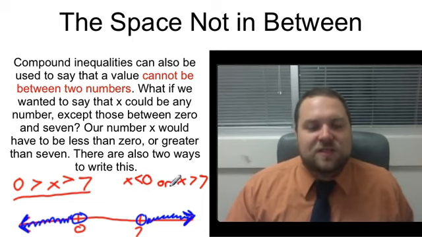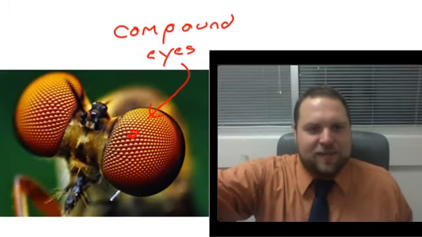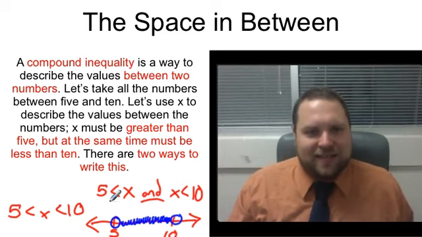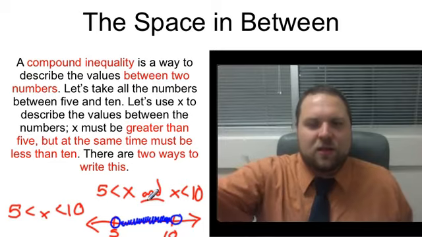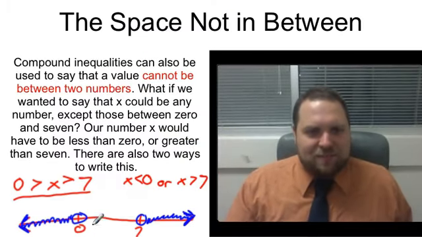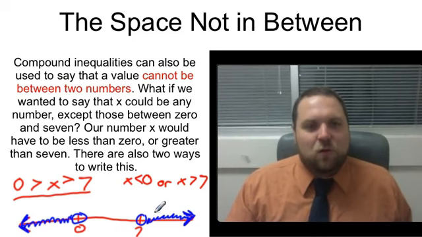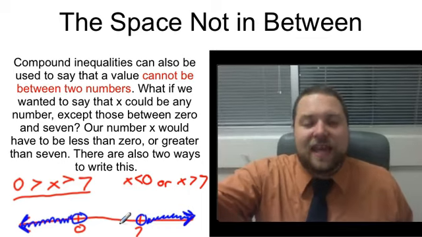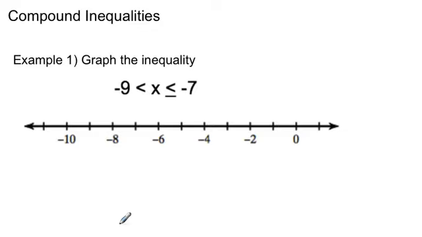So I have two different types of compound inequality. I have one that talks about the space in between the two numbers, which we call an and type inequality because we join them with the words and. I can also have an inequality where I talk about everything except the space between two numbers, and I call that an or statement because it is either on one side or the other. Can't be both, can't be in the middle. So now let's just look at all the examples of this.